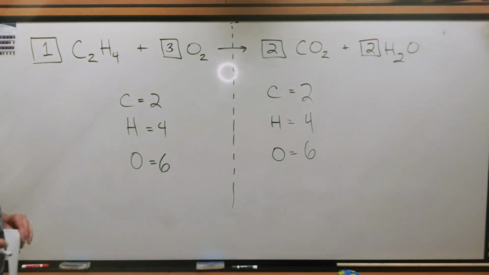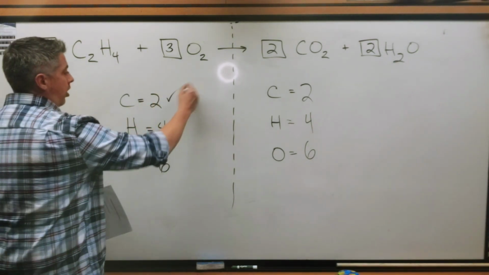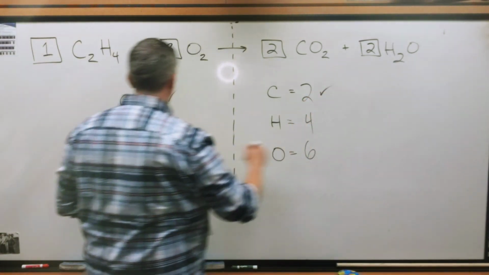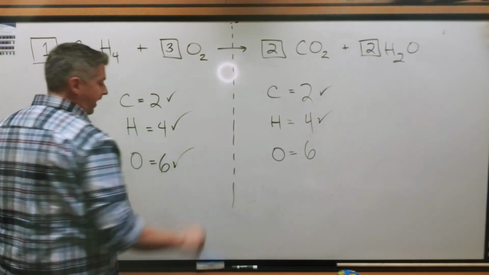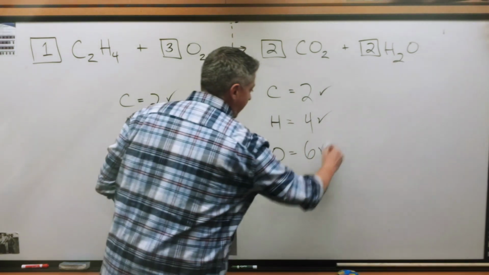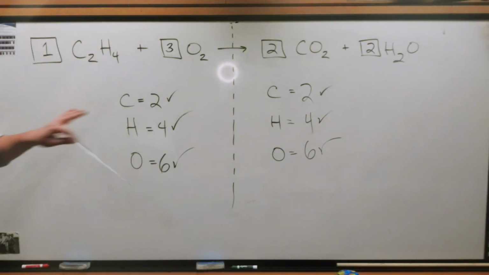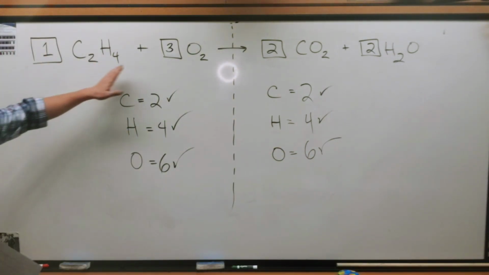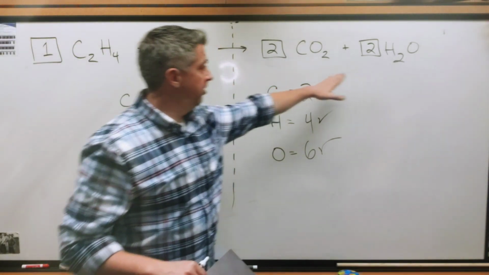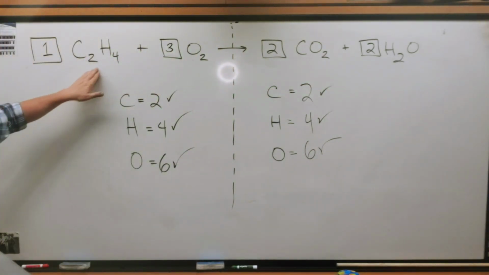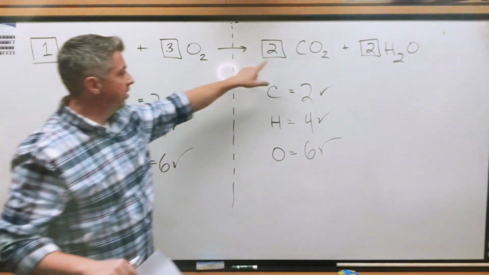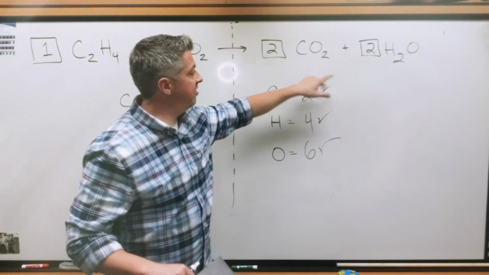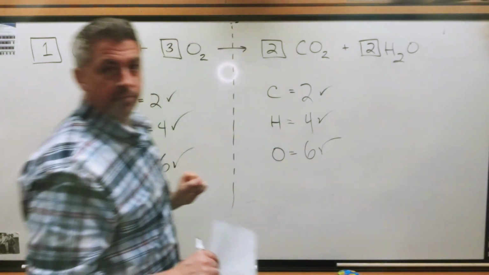And we stop. We have 2 carbons on the left. We have 2 carbons on the right. We started with 4 hydrogen. We ended up with 4 hydrogen. We began with 6 oxygen. We end up with 6 oxygen. Formula matches. Here is your final answer. 1 C2H4 plus 3 O2 will yield 2 carbon dioxides and 2 waters. That's it.